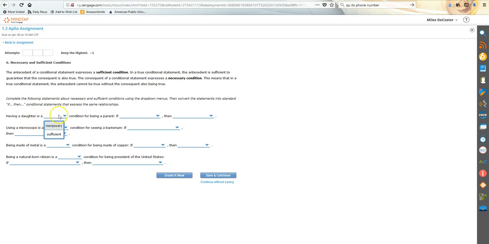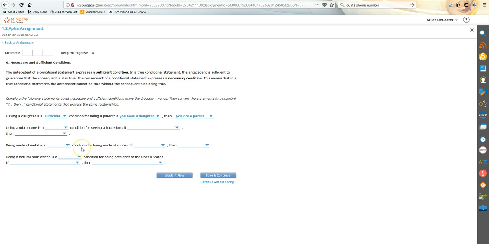If I do have a daughter, well, that automatically means I am a parent, right? That means it's sufficient. Having a daughter is sufficient for being a parent, because if I have a daughter, it follows I am a parent. All right. So if I put this in a conditional form, then it's going to be: if you have a daughter, then you are a parent. All right, let's go down here and see if we can't find a necessary one.